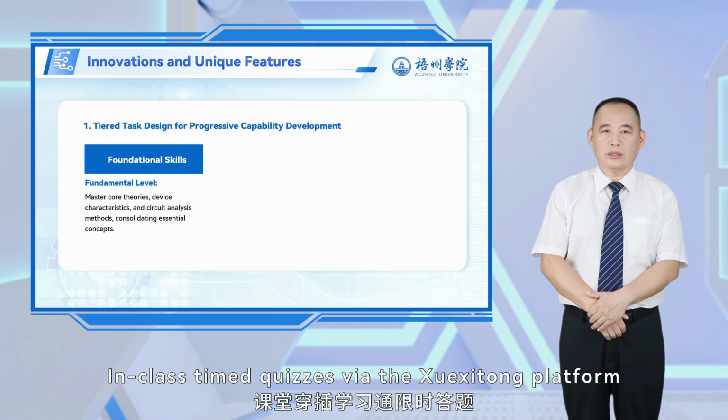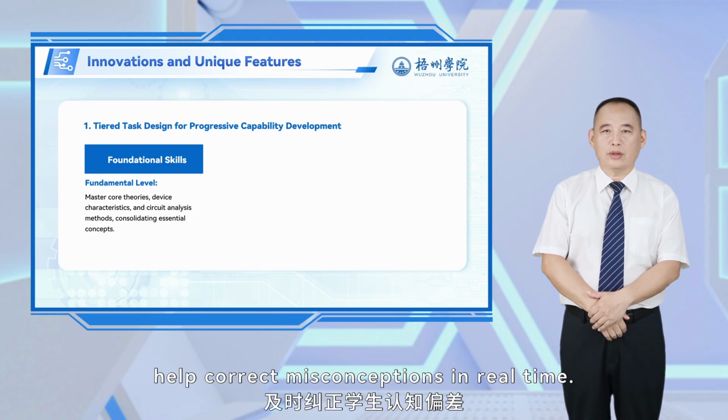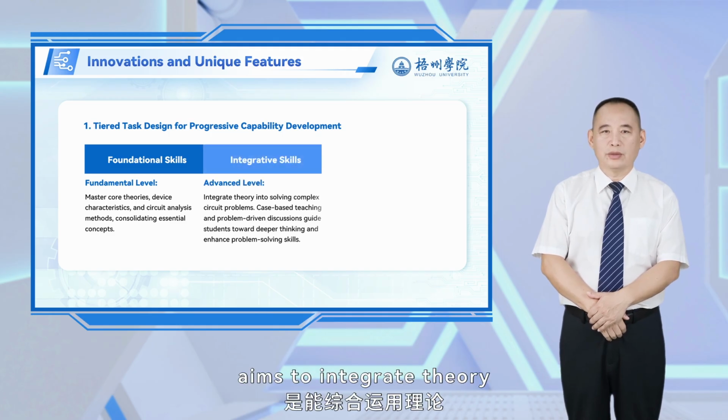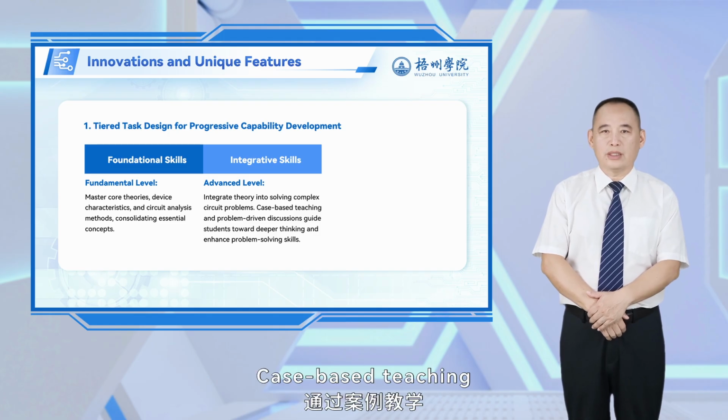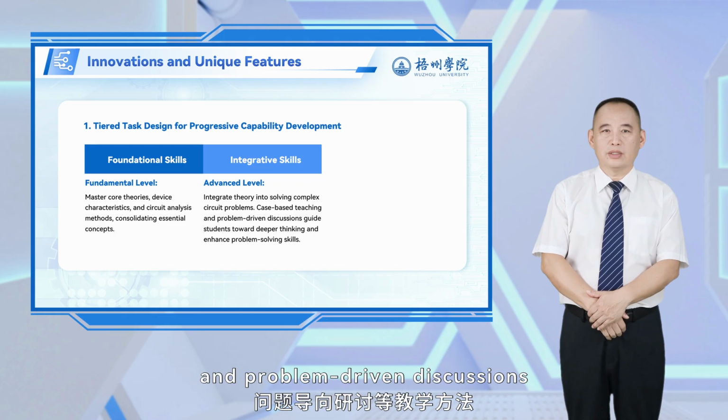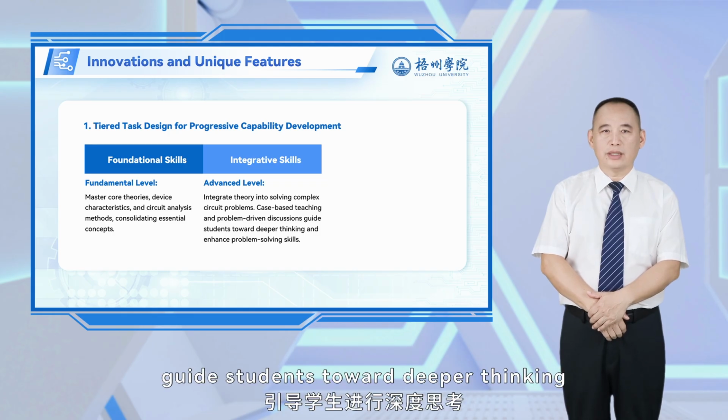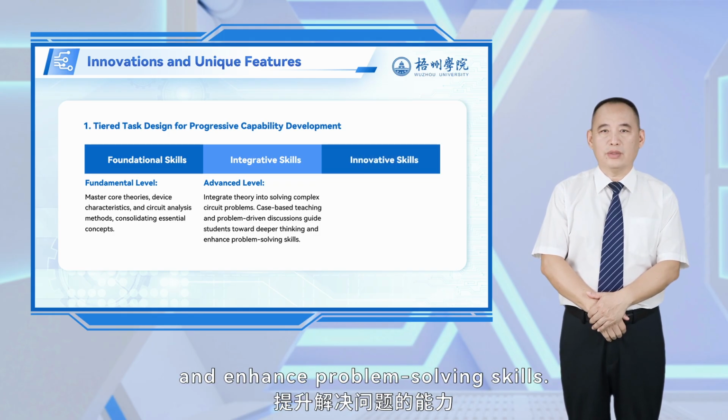In-class timed quizzes via the Xueshidong platform help correct misconceptions in real time. Advanced level aims to integrate theory into solving complex circuit problems. Case-based teaching and problem-driven discussions guide students toward deeper thinking and enhanced problem-solving skills.